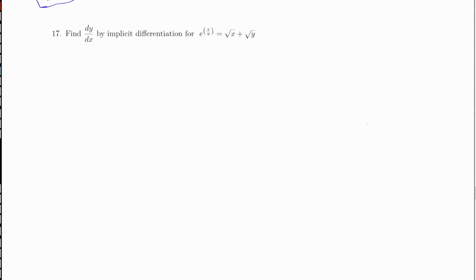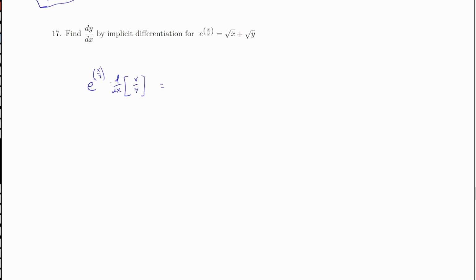Question 17. Find dy/dx by implicit differentiation. There's no real simplifying to do here, so I'm going to just jump right into a derivative. For the e to the x over y, e to the stuff is my outside function, so we start with the chain rule. I get e to that same stuff times the derivative of the inside stuff.